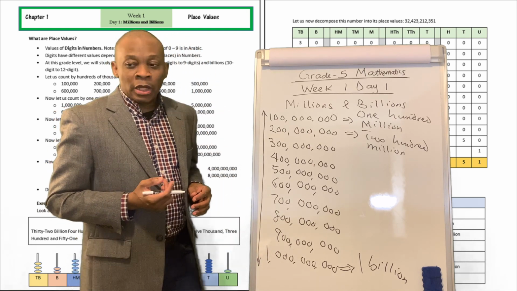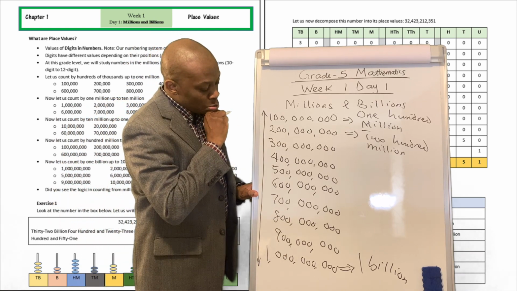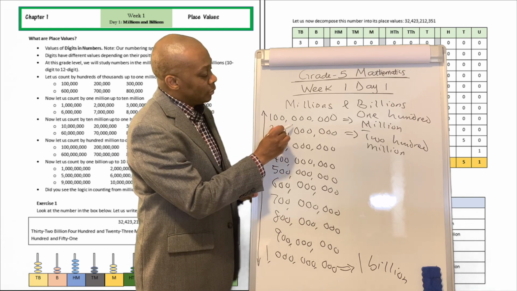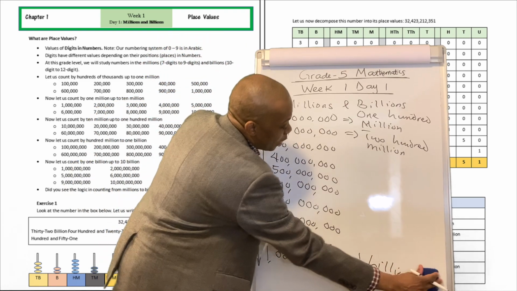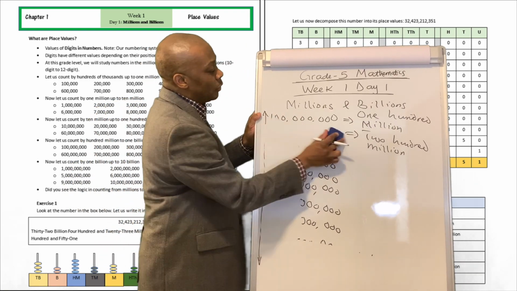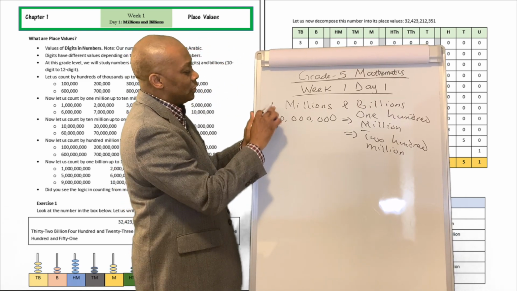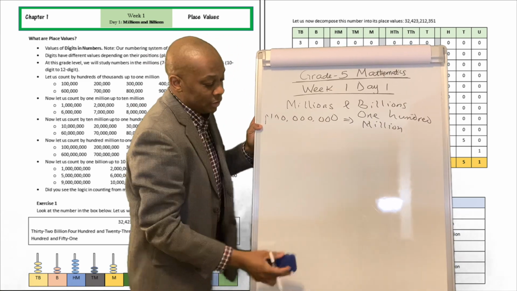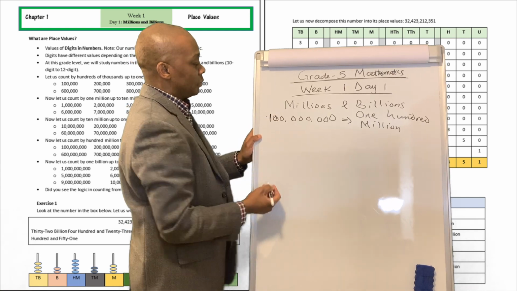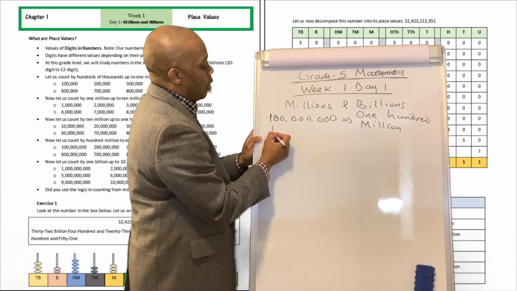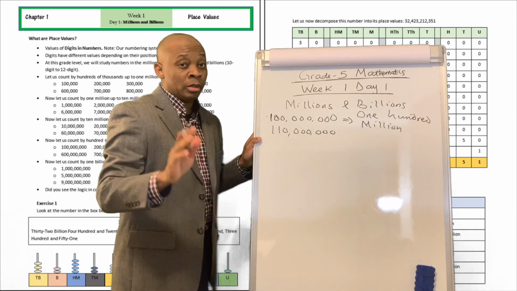All right. So let's try to count from 100 million to 200 million. We're going to count by tens of millions. All right, so how do we do this? So we are going to say this is 100 million, all right? So we can say 110 million. We're going to count all the way to 200 million, right?